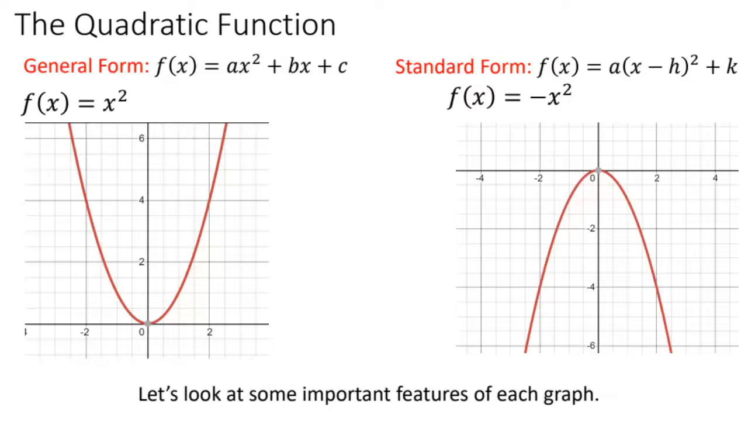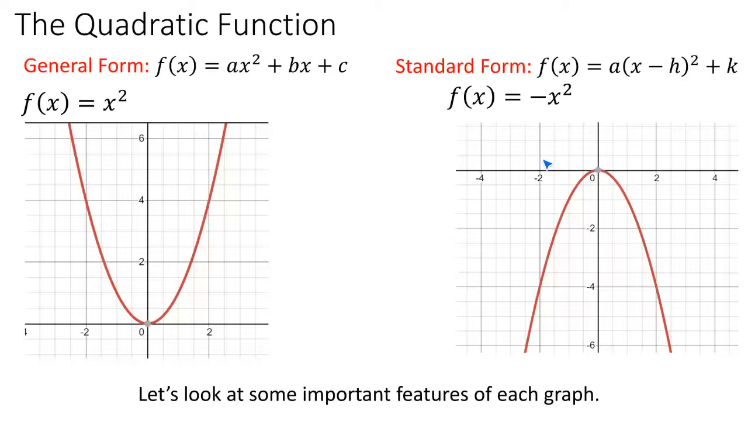So let's look at the quadratic function a little bit closer. If a function is written in this form here, we call that the general form. And if a function is written as f of x equals a times (x minus h) squared plus k, we call that the standard form. Here we have two examples. One is f of x equals x squared, and one is f of x equals negative x squared. As you can see from the graph, one is opening up and one is opening down. So let's see what causes that to happen.